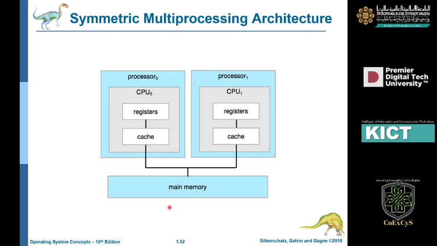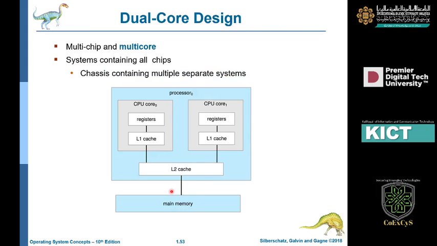Now we look at a symmetric multiprocessor architecture. We have two processors here, processor 0 and processor 1. It could be more processors, depending on how many processors we have. The CPUs will have their own registers and cache, and both of them are connected to the main memory.